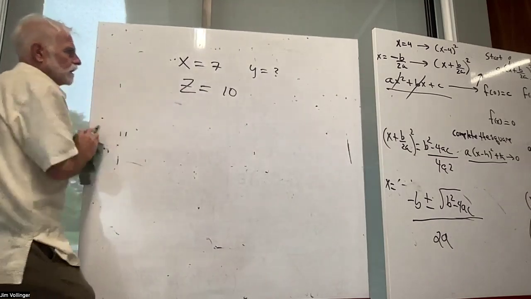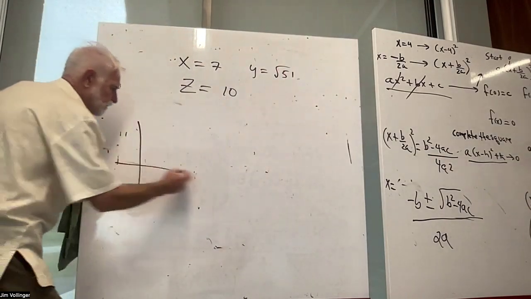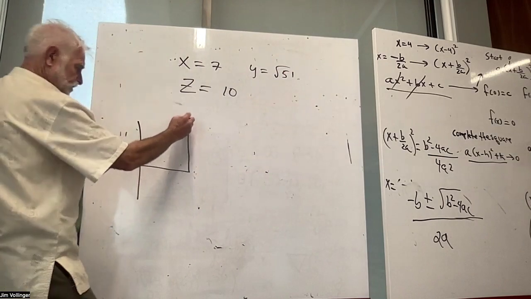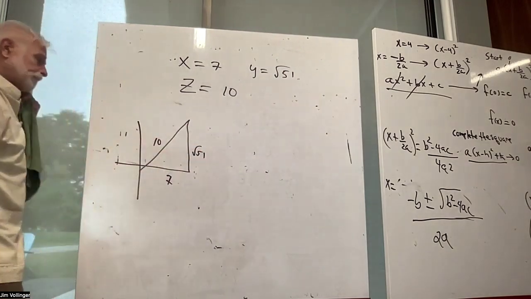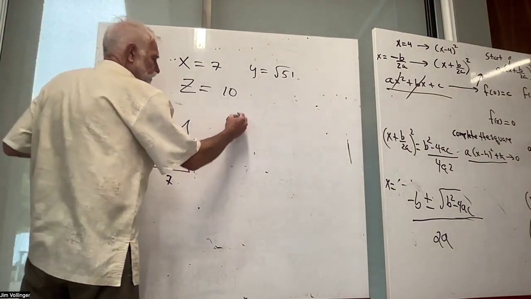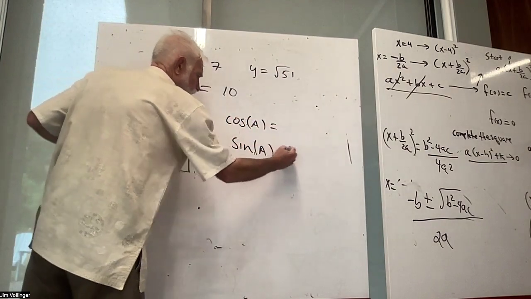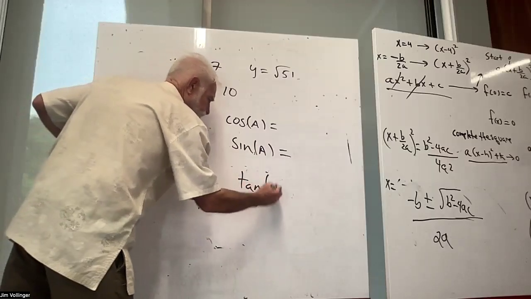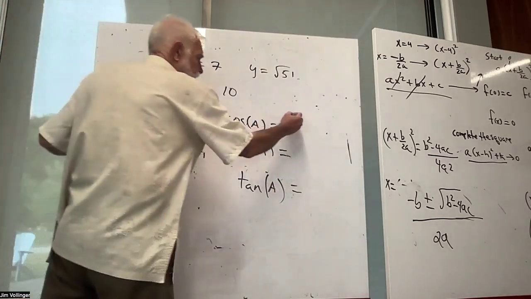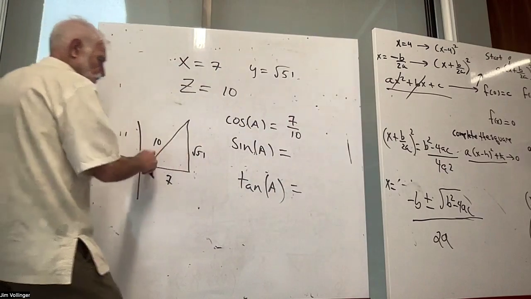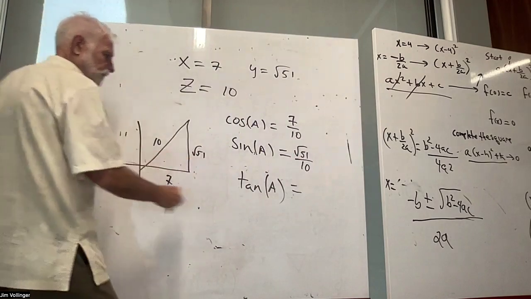Let's get a picture. Square root of 51 we just found. Righty, so here's the picture. Got a much better picture now. That's better. Square root of 51, 7 and 10. All right, so let's do cosine of angle A, sine of angle A, and the tangent of angle A. All right, so cosine is 7/10. Sine is root 51/10. And tangent root 51/7.